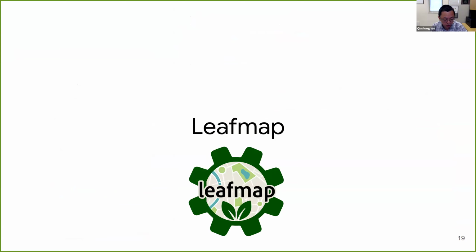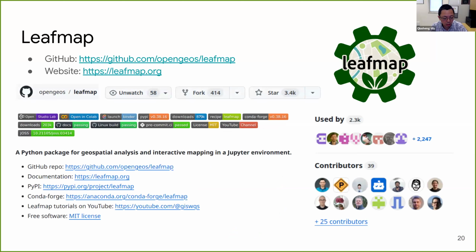The next one I want to introduce is LeafMap. So LeafMap is kind of similar to GMAP, but doesn't rely on Google Sensing. A lot of users really like the interactive functionality of GMAP, but they cannot use Google for whatever reason, and they want to utilize the functionality to visualize and analyze geospatial data. So I took out some of the functionality from GMAP and put it into LeafMap. So now LeafMap is independent, so you can use it on any cloud computing platform.